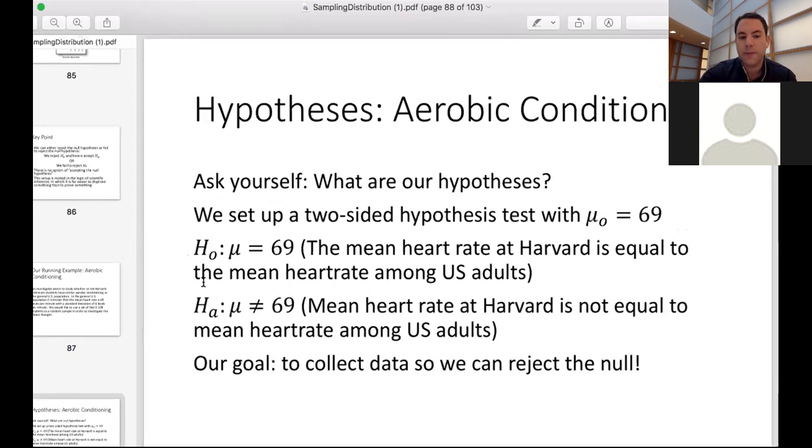So first, the step of starting a hypothesis test is we're going to set up our hypotheses. In this case, it's a two-sided hypothesis test with the null hypothesis being that the mean is equal to 69 beats per minute, and the alternate hypothesis being that the mean is not equal to 69 beats per minute.